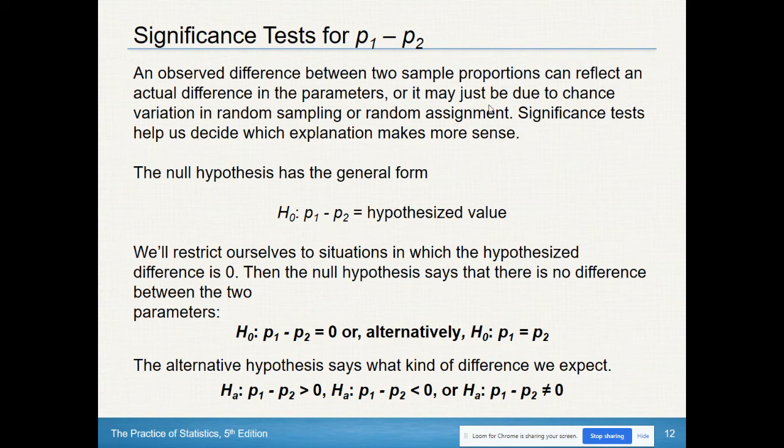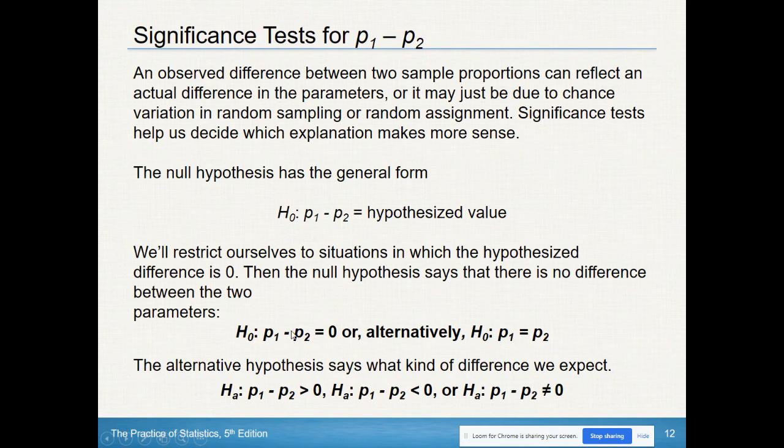The null hypothesis has this general form. P1 minus P2 equals the hypothesized value. We'll restrict ourselves to situations in which the hypothesized difference is 0. Then the null hypothesis says there is no difference between the two parameters. That means that P1 minus P2 is 0. Or even alternatively, you can write it as P1 equals P2.